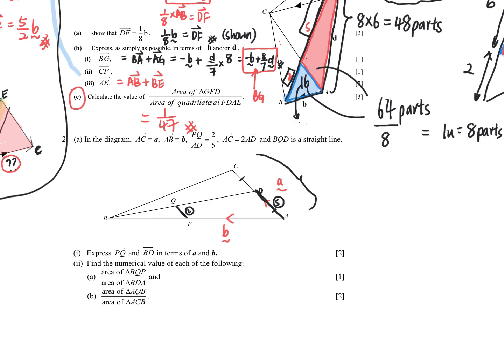Then last one, they say, can you find PQ in terms of A and B? So how to find PQ? First step, if I know that AD is A, how to find PQ? Look at the units and help yourself. AD is 5 units, PQ is 2 units.